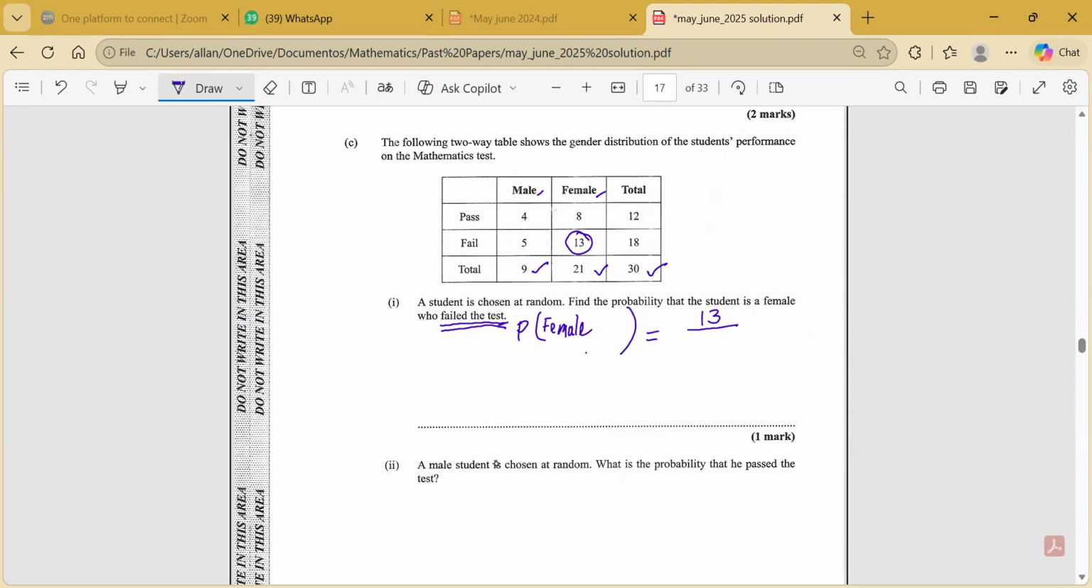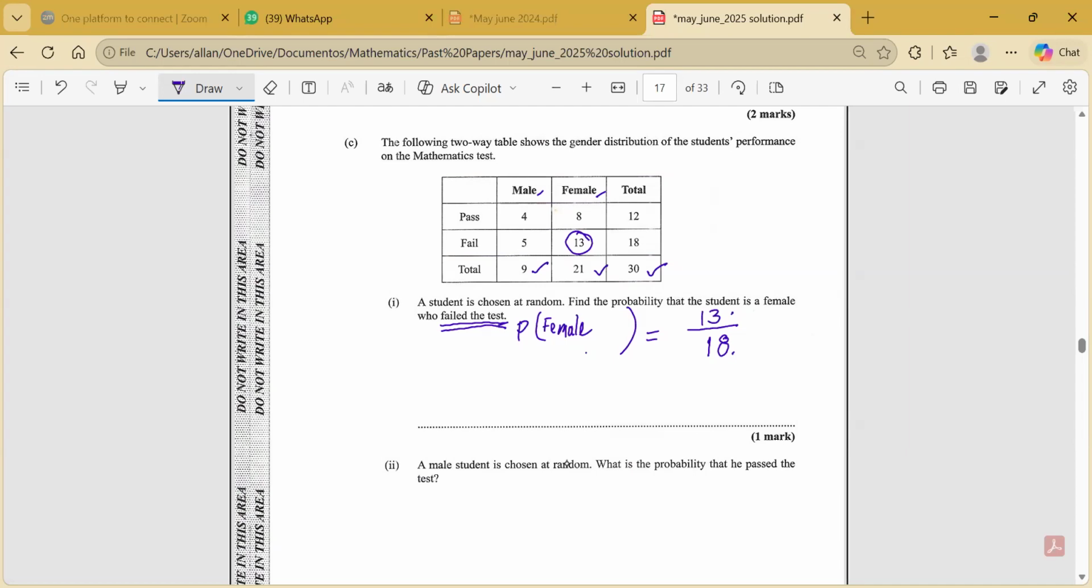So we have to look at the total, 18. So you have to look at the number of students who failed the exam. So we're looking at failure, which is the total amount, but they asked to select the female who failed. So that's why I'm using 18, because I'm looking at the number of persons who failed the test.